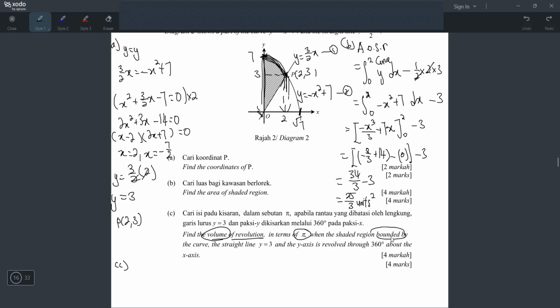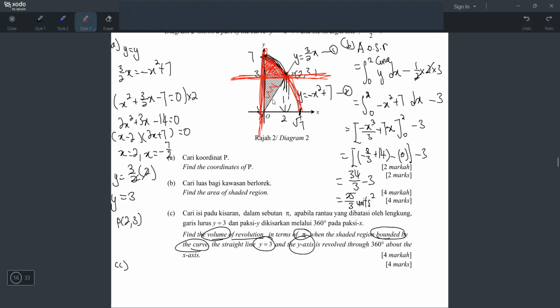Shaded region bounded. Bounded means surrounded. Okay, surrounded by the curve, y equals 3 and the y-axis. So the curve, which one is the curve? This one, right? This is the curve, right? And then y equals 3, which is this line. This horizontal line is y equals 3. And then another one is the y-axis. So it's this one, right? So what is the region surrounded by these 3 lines? It's actually this part. Do you agree? The one I shade with the red color pen. Is it including here?